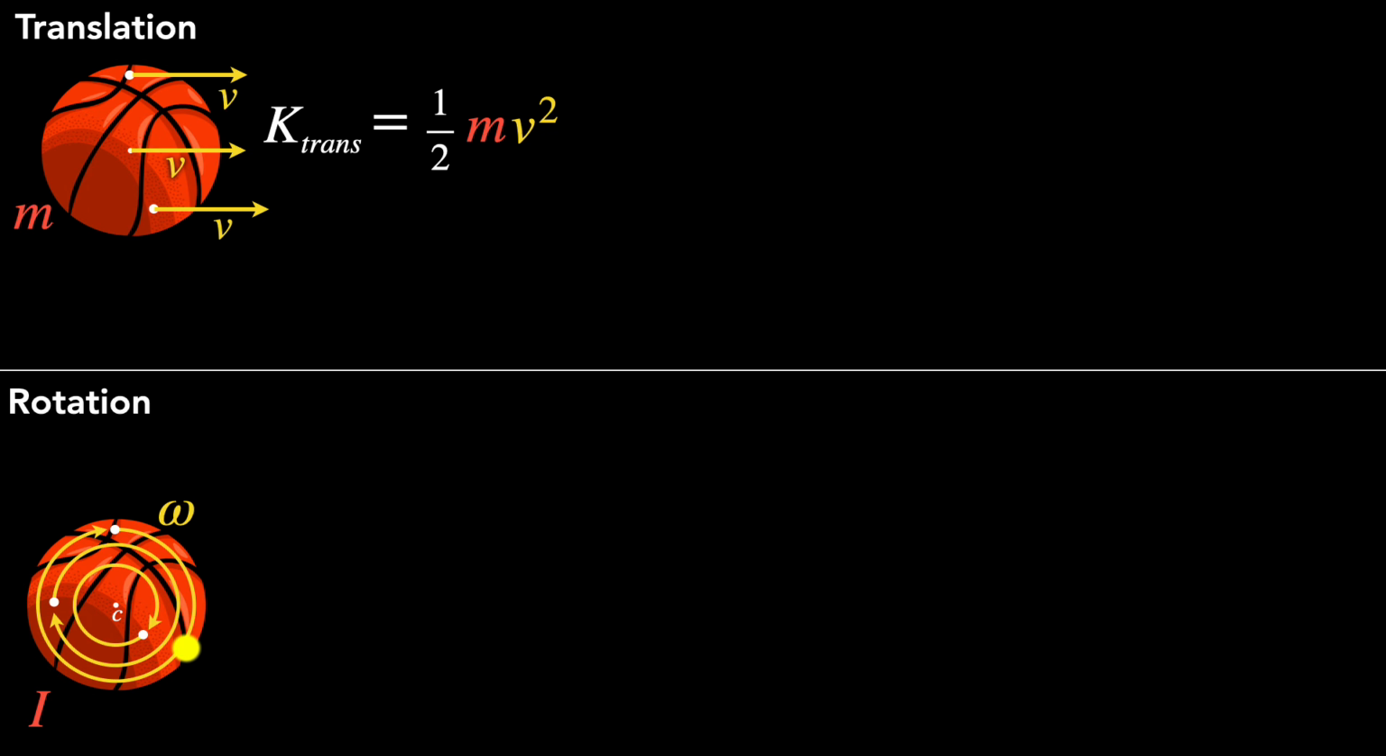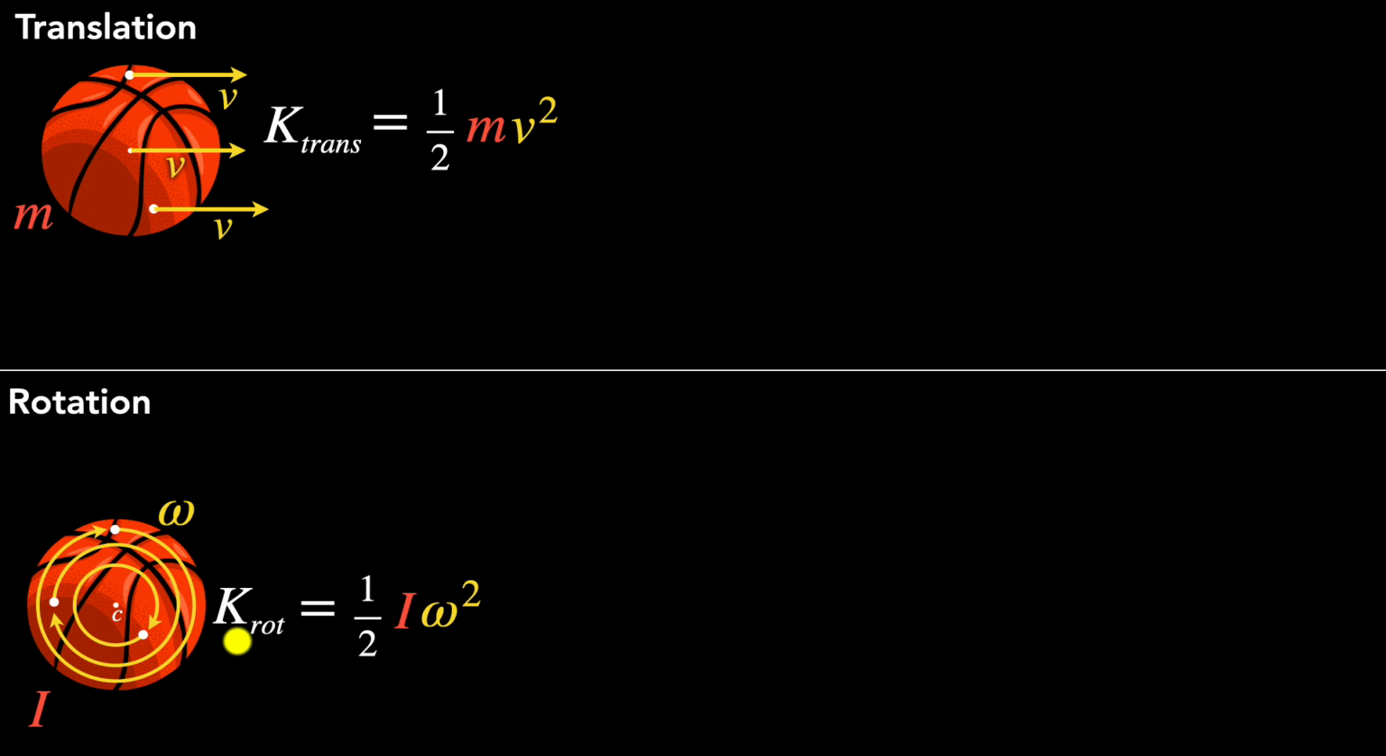So can you now guess what would be the expression for rotational kinetic energy? Pause and think about this. All right, it's going to be pretty analogous to this. It's going to be half times, not m, but rotational inertia, so I, times not v, but angular speed, omega squared. So half I omega squared. So when an object is spinning, this is how you calculate its kinetic energy.